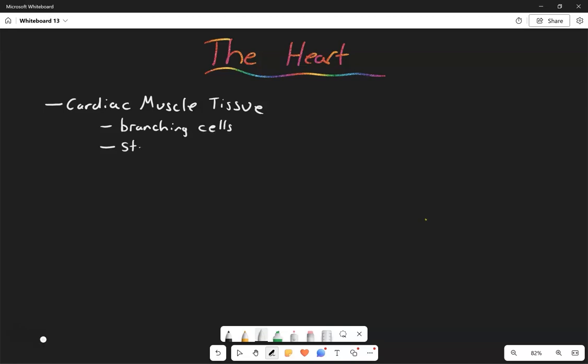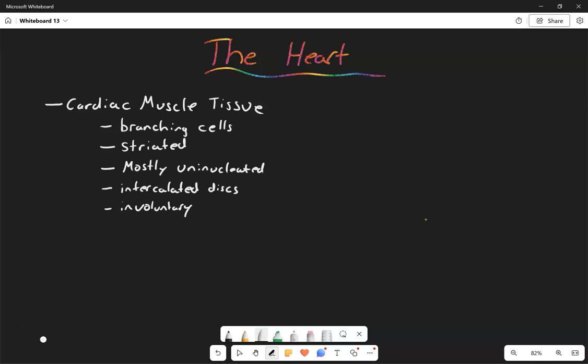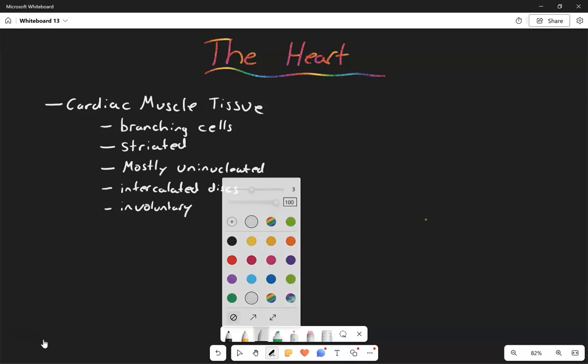We have to remember that it is striated. We have to remember that it is mostly uninucleated. We say mostly because in some regions, especially in the left ventricle, there's been instances of binucleated cells, but mostly uninucleated. Okay? They have intercalated discs, which are those modified junctions anchoring them together, right? And it is involuntary. Okay? So it's just made up of muscle. Heart is a giant muscle.